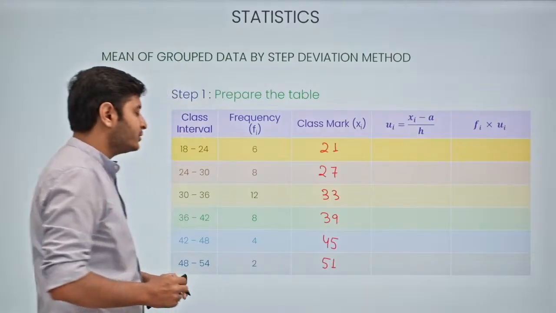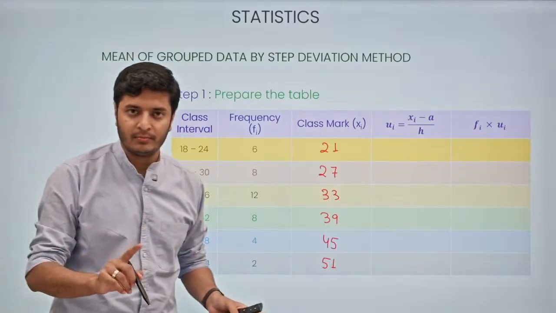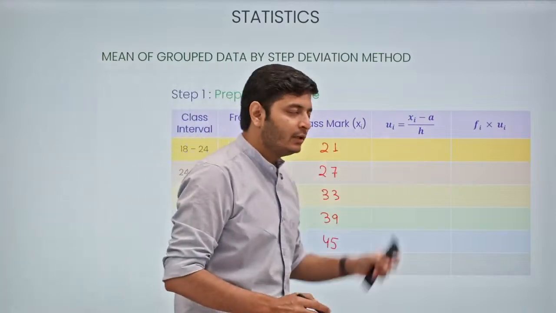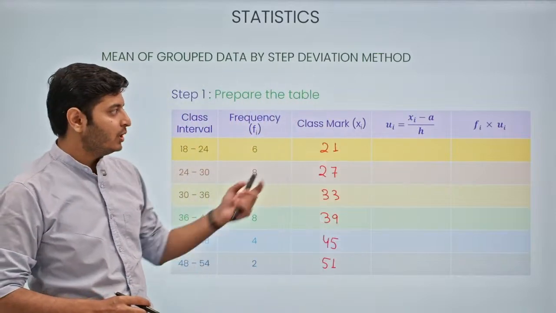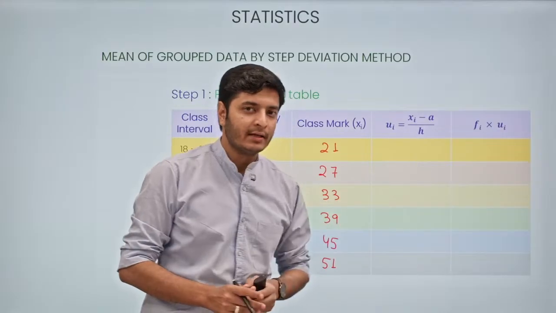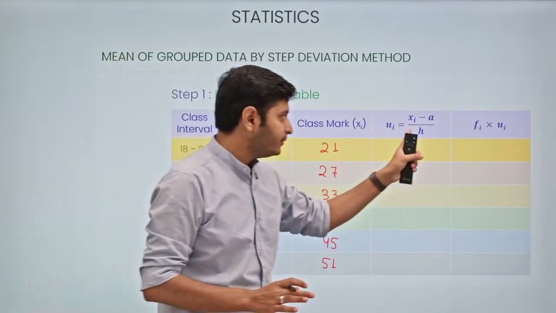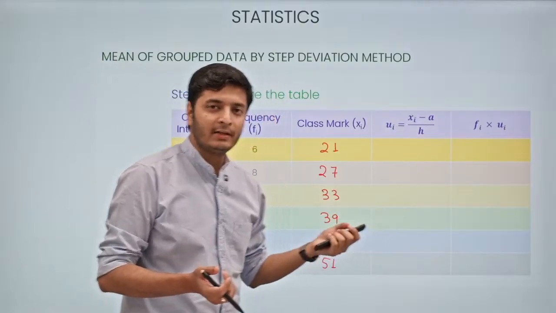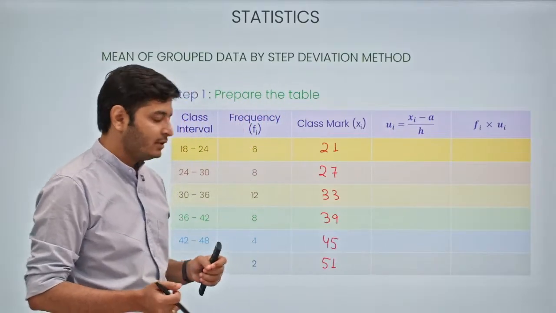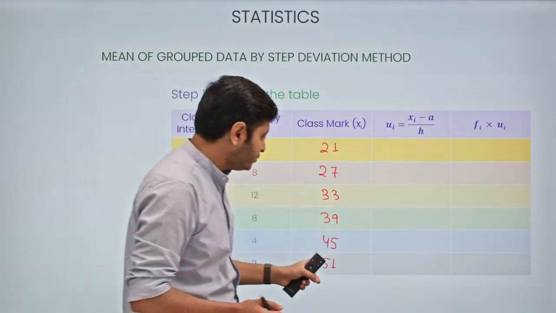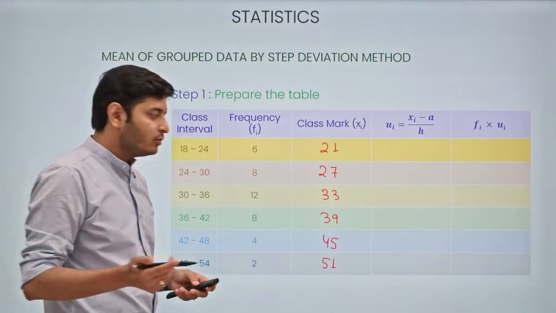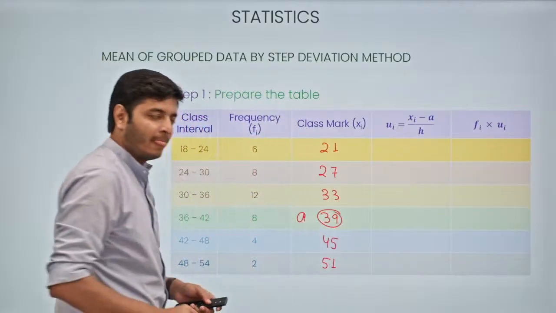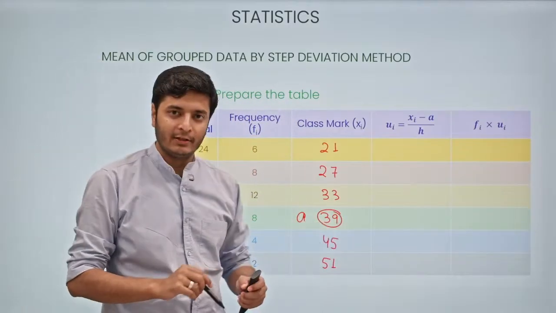Why am I able to use this trick? Because the class width is uniform. Then only you can apply this trick. Okay. Now we need to find the ui values. So ui will be xi minus a by h. To find the value of ui, we first need to assume one of these xi values to be our mean. There are 6 values, so which value should I go with? I am going to go with 39 as my a. For this example, this is my a value.